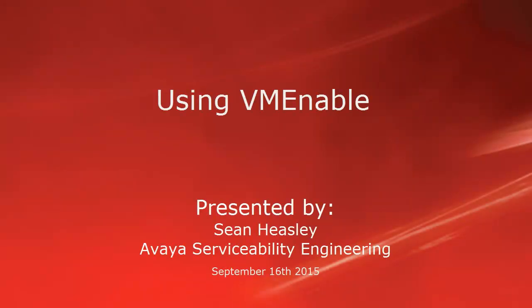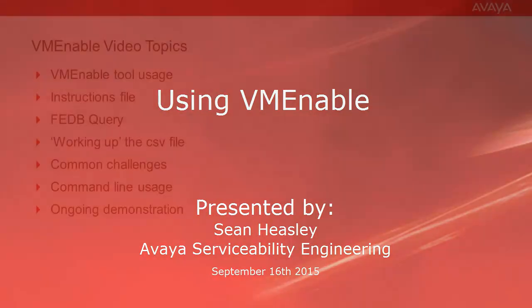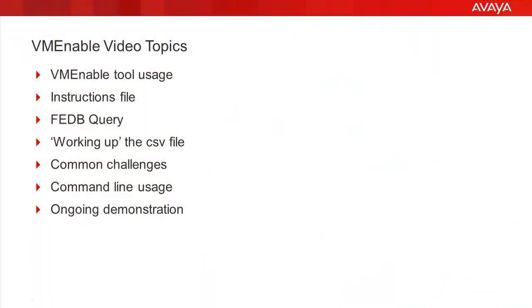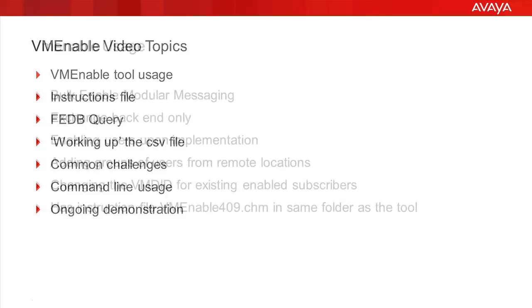Hello, my name is Sean from the Avaya Serviceability Engineering team, and this video is about using the VMEnable tool for modular messaging systems. In this session, we will learn how to use VMEnable to bulk enable modular messaging for Exchange backend users. We will open and navigate through the instructions file and execute the FADB query tool to create a user list. This user list will then be edited so that it is prepared for use by VMEnable, and we will execute VMEnable against the list to enable our users.